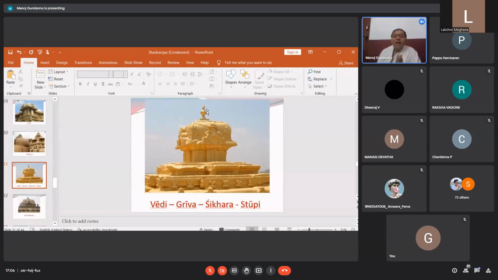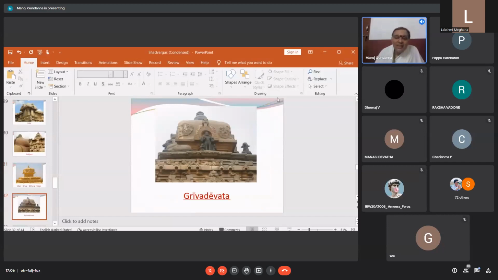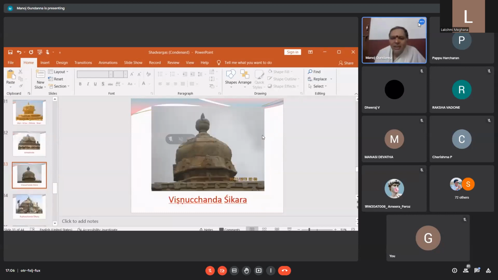Again, the Griva and Shikara are classified based on their shape. Many times, if the Shikara takes a particular shape, then the Griva has to match it. You see a square Griva while a square Shikara is placed above. Now this Griva can be decorated with the sculptures of what are called Griva Devatas, devata murtis which are placed on the Griva.